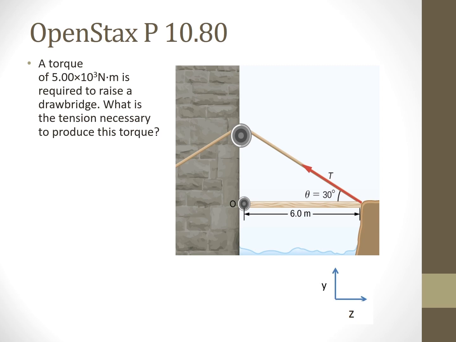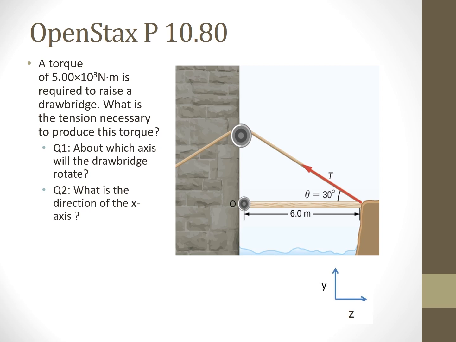So looking at the axis system that I drew, we've got Y and Z. So the first question is, about which axis will the drawbridge rotate? And we can see that this drawbridge rotates in the plane of the page, so it rotates about an axis going into or out of the page. We don't know which direction yet, but we know that it's into and out of the page. And so that has to be the x-axis.